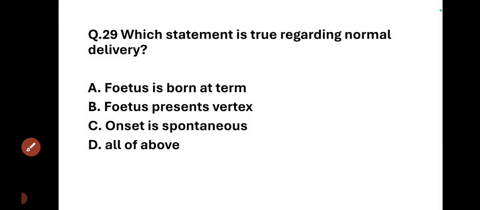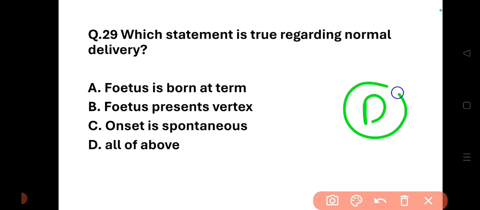Question number 29. Which statement is true regarding normal delivery? The right answer is option D, all of the above. Fetus is born at term. Fetus present vertex. Onset is spontaneous.